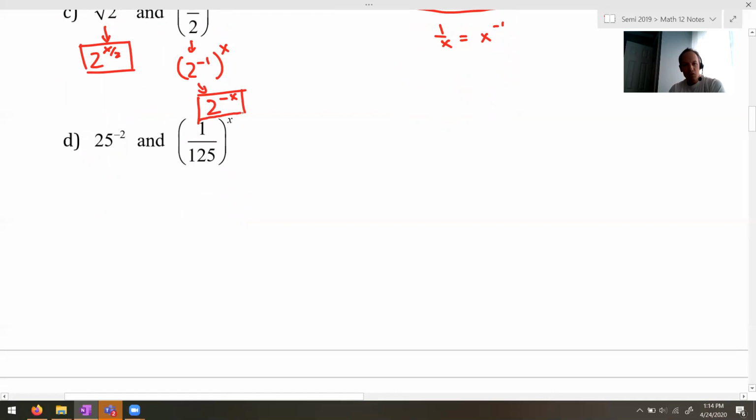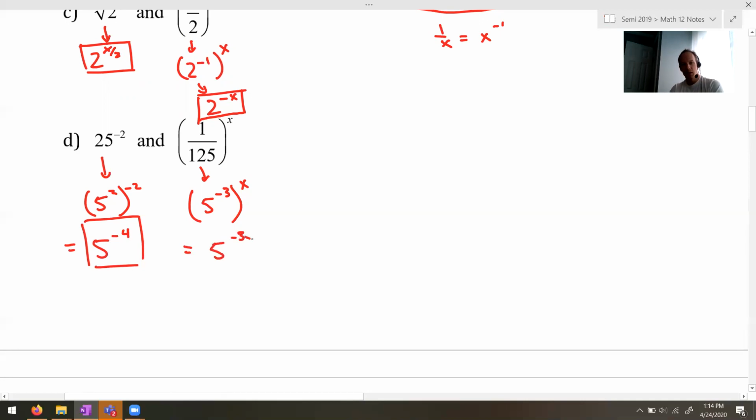We've got 25 and 125, and if you're getting the hang of this, you can determine that this is going to have to be expressed as 5 squared, and this would be expressed as 5 to the negative 3, because 125 is 5 cubed. And then these would wind up being 5 to the negative 4 for the final simplification, and then this would wind up being 5 to the negative 3x.